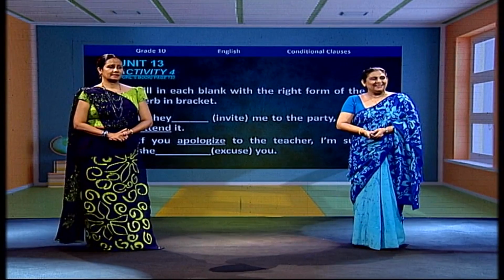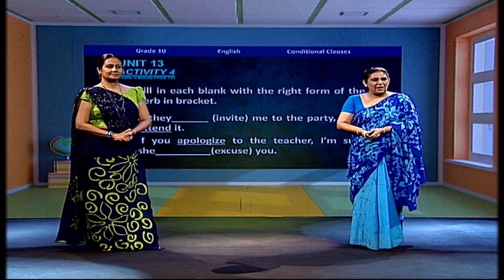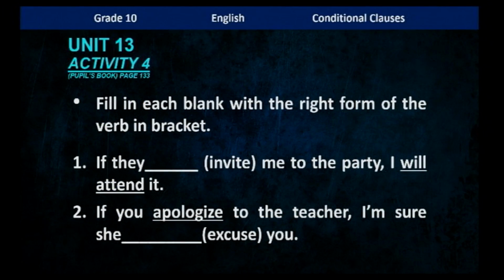Yes. If they invite me to the party, I will attend it. One part is given, children. The result, the main part, will attend is there. Then you know definitely the if clause should be simple present. What is the simple present of this word invite? It's plural, they. So then you can use invite there. If they invite me to the party, I will attend it.